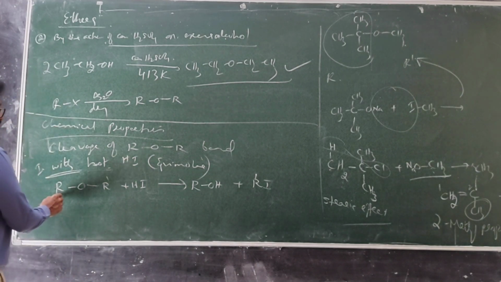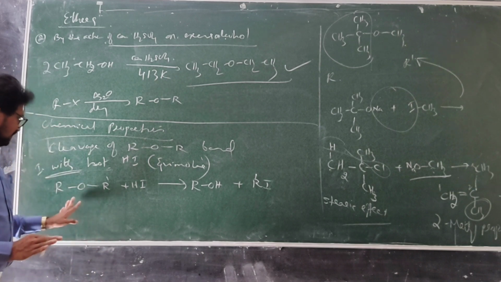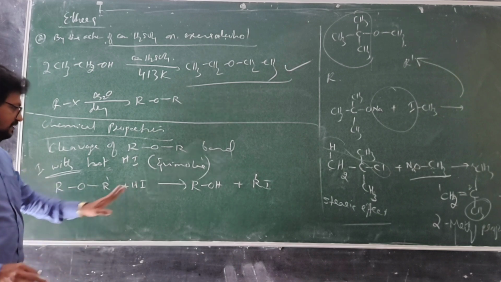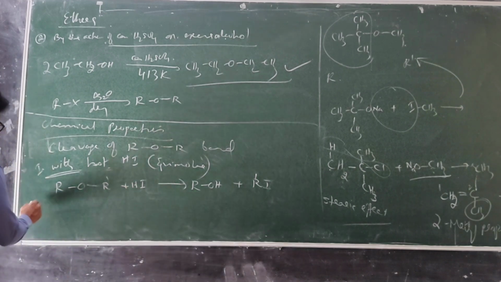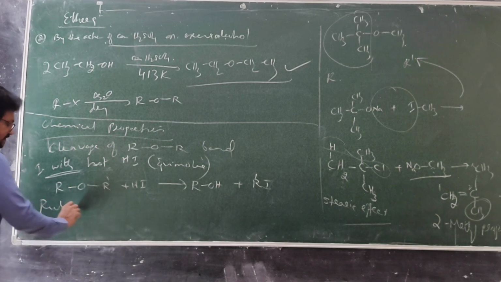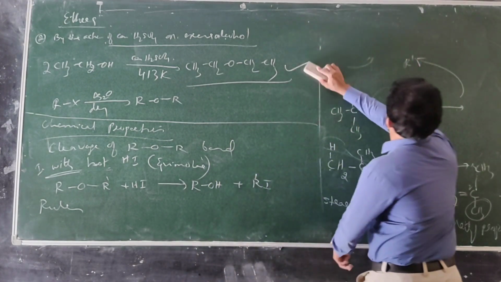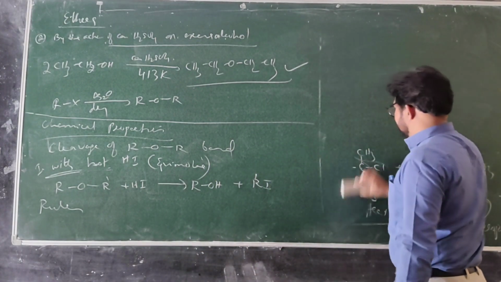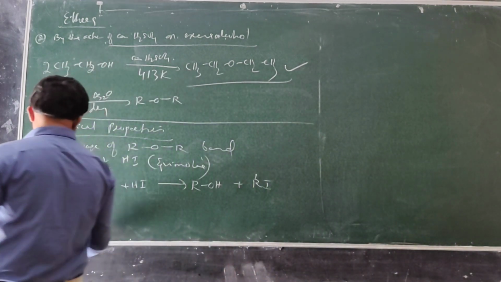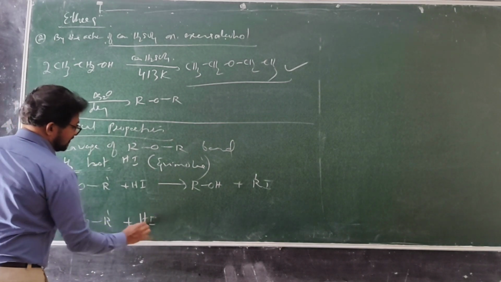Now, whether the product is ROH or R'OH, how do you understand? In the reaction of R-O-R', the cleavage happens either here or there, depending on certain conditions. You can call them rules. So I will take some examples and convince you. Before that, suppose HI is in excess with R-O-R'.